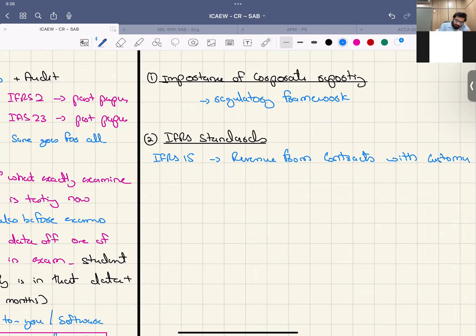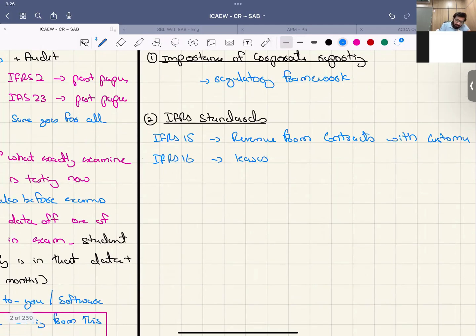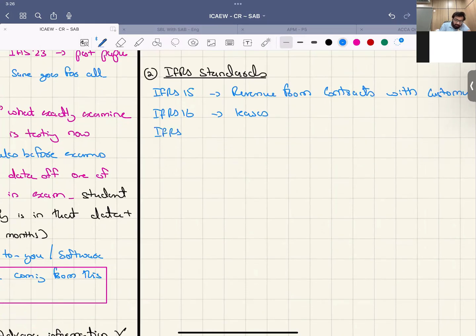Okay. Then we have IFRS 16, leases. Okay. Then IFRS 9. Now these are some heavy standards, right? We need to cover it. Financial instruments.